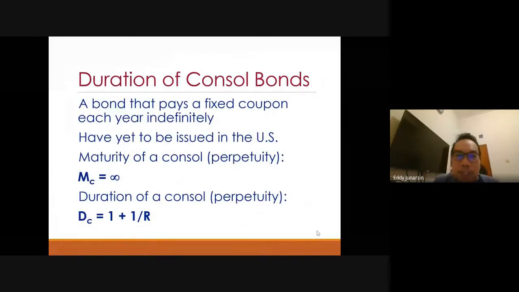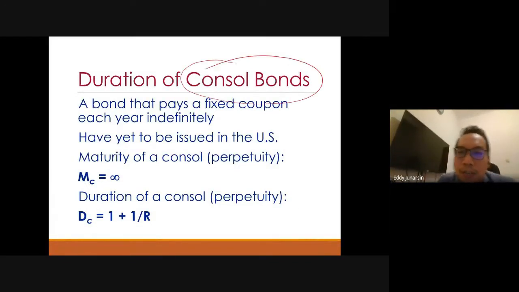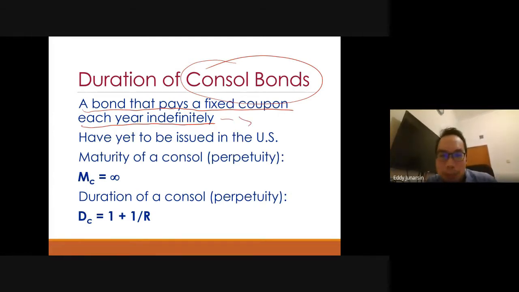Another special case here: the consol bond. Has anyone here heard of this terminology before? Consol bond. What is it? You see the definition here? It pays a fixed coupon each year indefinitely. So what is the meaning here? Indefinitely means no maturity, right?